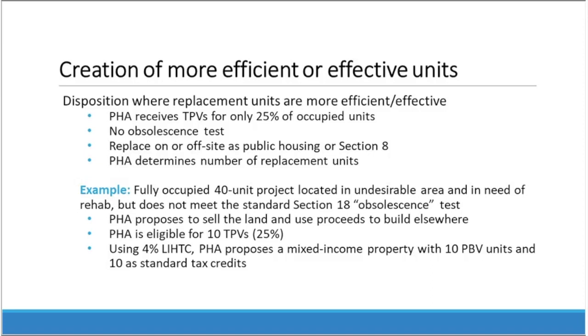The big difference here, though, is that the housing authority will only receive TPVs for 25% of the occupied units. So that might be an okay thing, depending upon what your strategy is. It might be that you can't figure out how to make a plan work with only a fraction of the TPVs that you might otherwise need. So efficient and effective is available to housing authorities. It's a version of the Section 18 approach. It's technically defined further under 970.17(b) and also elaborated in the code, but it's limited by only getting 25% vouchers.